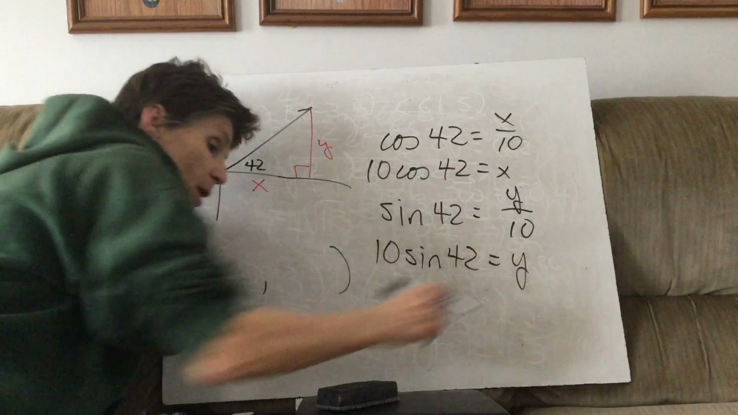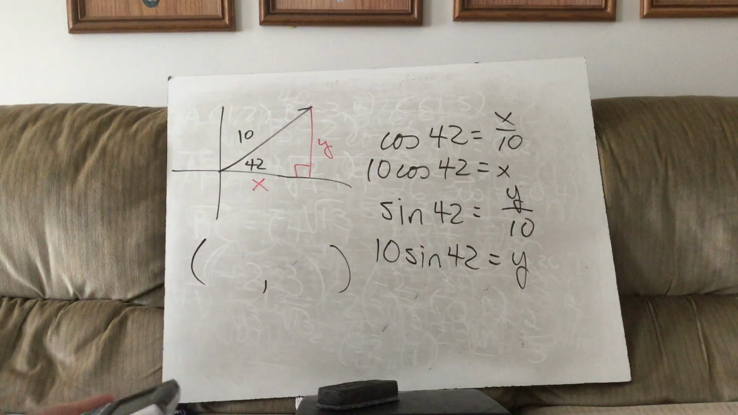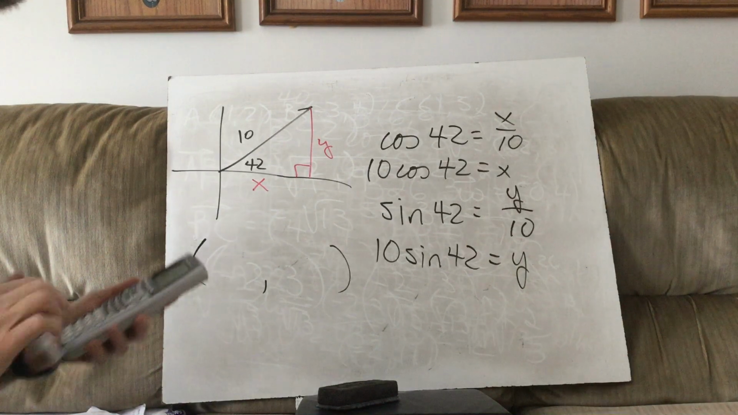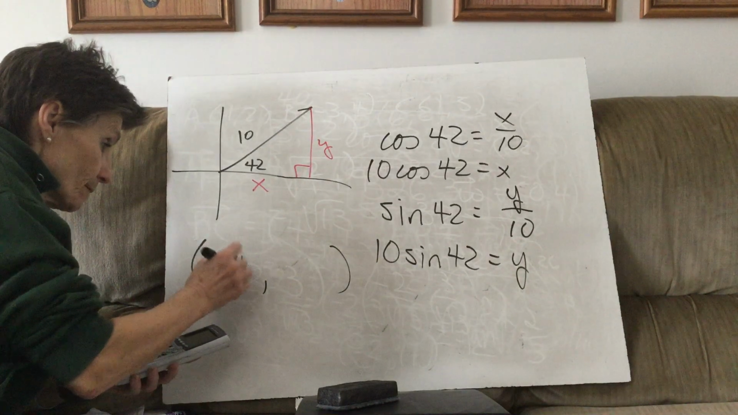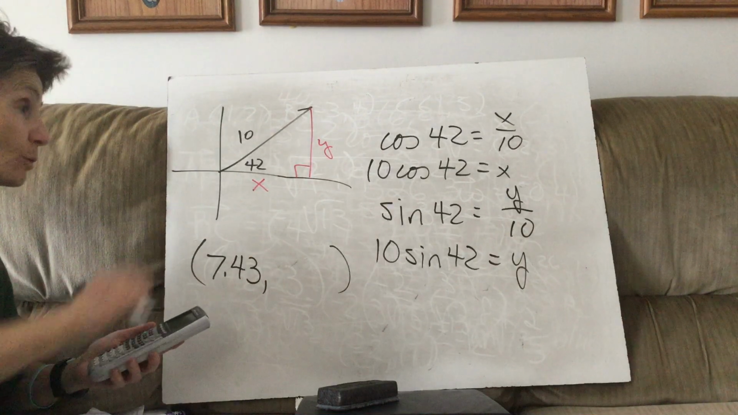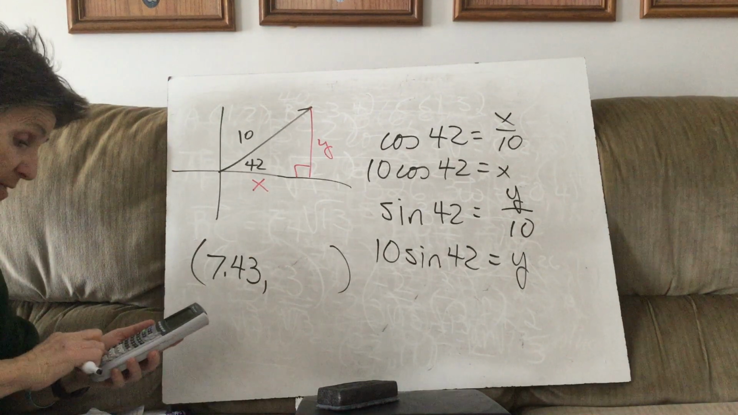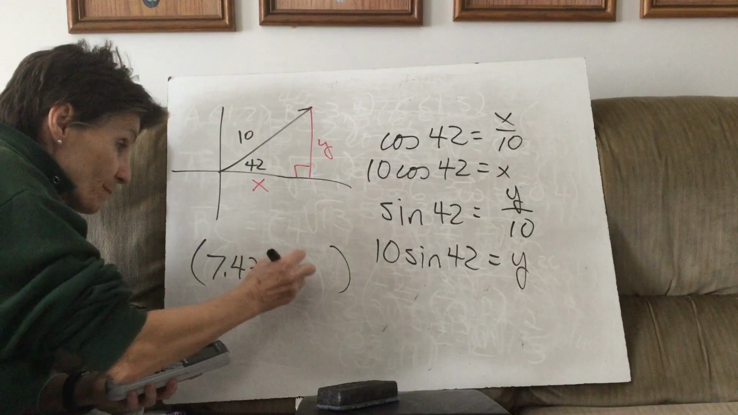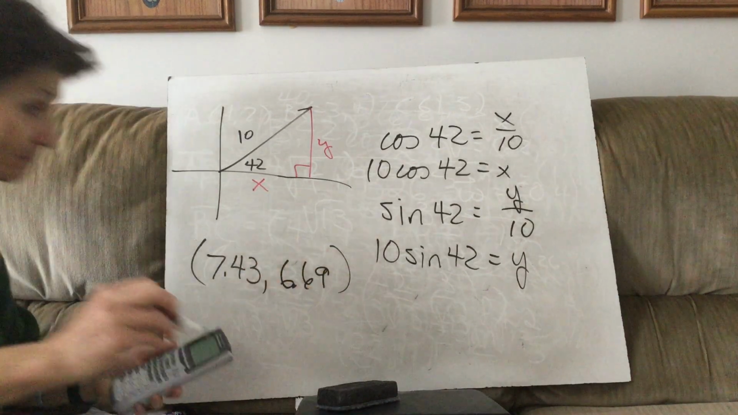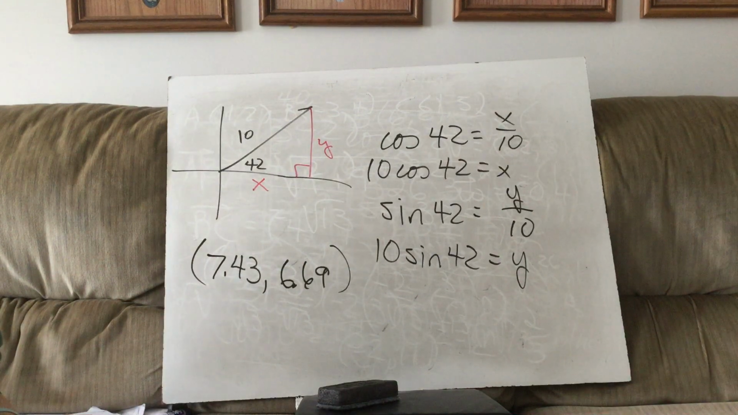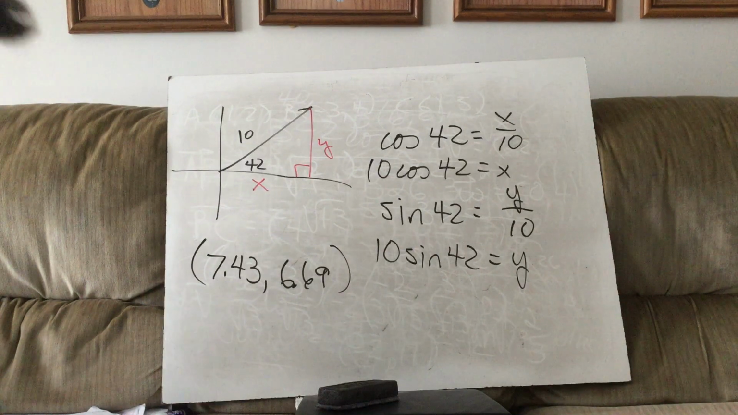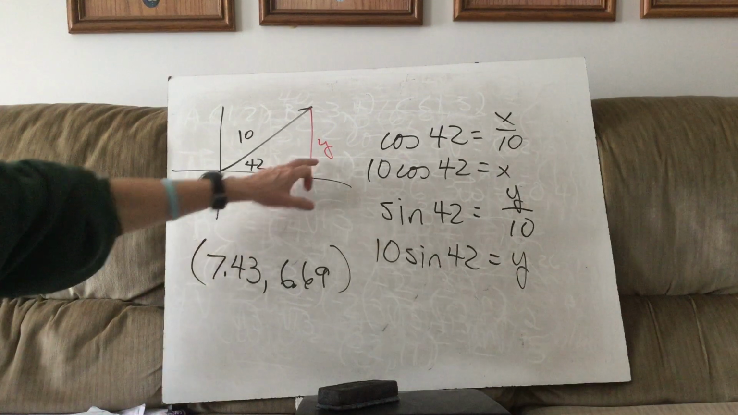Now, in the last problem we did, we had to worry about negatives. Are we going to have to worry about negatives in this problem? No, you're right. We're in quadrant 1. This vector is in quadrant 1. And if you are in quadrant 1, then you are positive. So there are the coordinates of that vector, the x and the y.